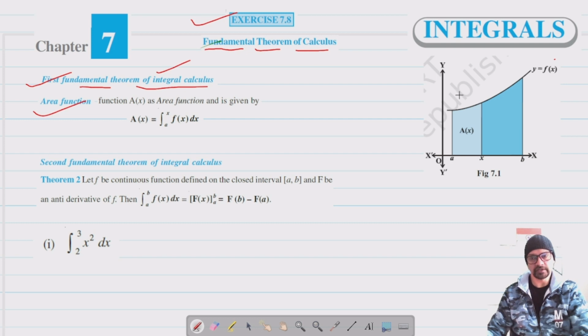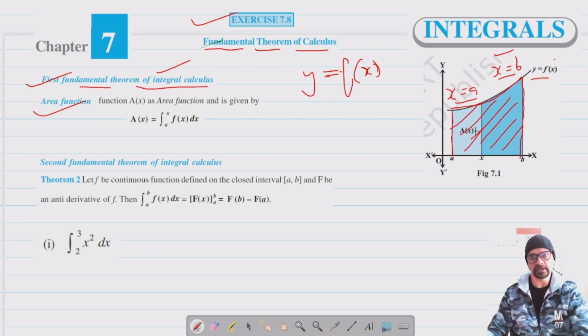curve. Let's say this is our curve, and the equation of this curve is y is equal to f of x. And to find the area under this curve, we have two lines parallel to the y-axis, and the equations are x is equal to a and x is equal to b.